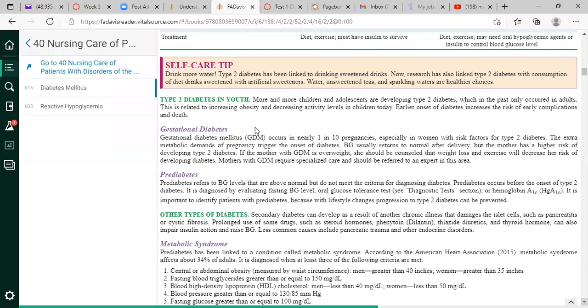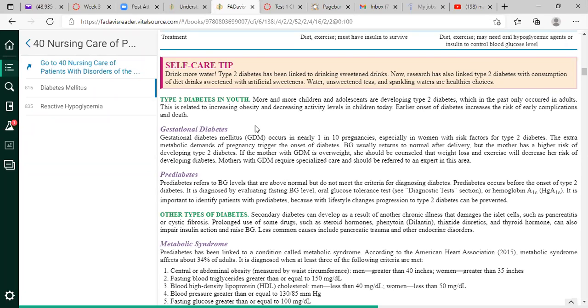And it talks about type 2 diabetes in youth. Obesity is causing younger people to become type 2 diabetics. Gestational diabetes: 10% of pregnant women become diabetic. Gestational diabetes is diabetes during pregnancy, and it's telling you 1 in 10 women will experience it, and typically after the pregnancy, it resolves. But if you become a diabetic while you're pregnant, it's a message that eventually you will be a diabetic.